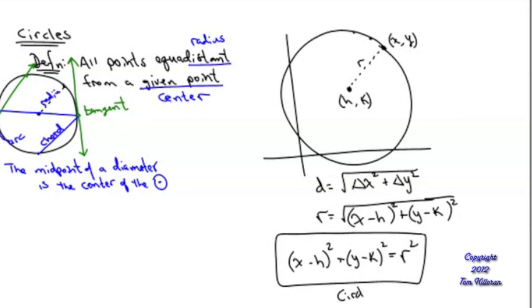Circle. Center hk. It's just standard form. Radius r. That's a circle with a center of hk and a radius of r.